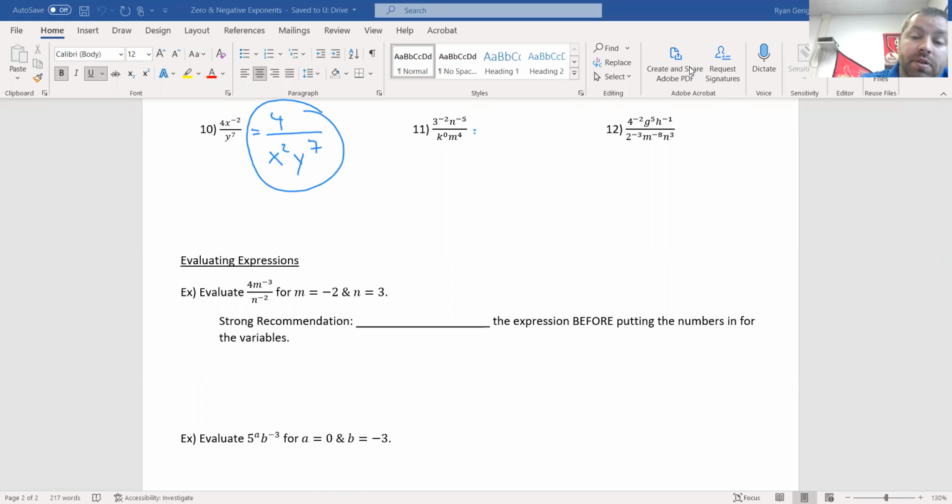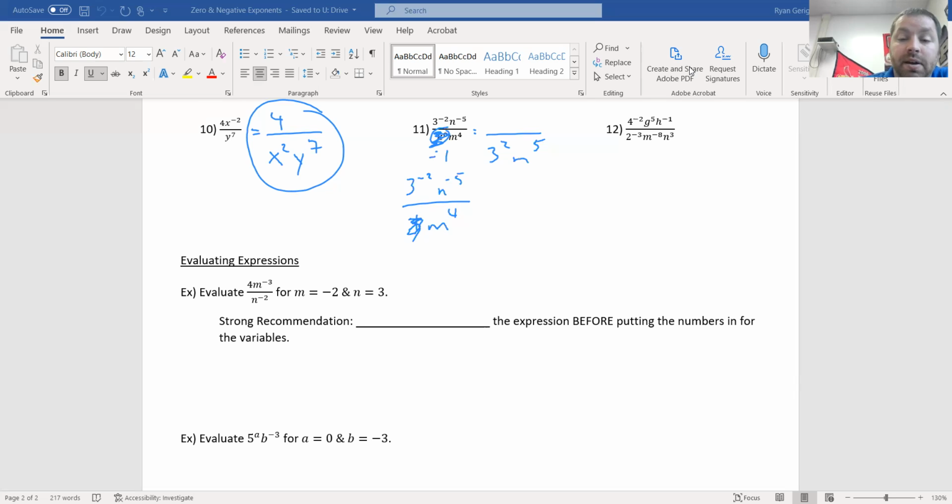Number 11. 3, not happy on top. Goes to the bottom. Becomes 3 squared. Notice how I'm just going literally base by base here. N, not happy on top. It's going to go to the bottom. Becomes n to the 5th. K to the 0. Whenever you see k to the 0, anything to the 0 power, it just goes away because it equals 1. So if I rewrote this problem, it would be 3 to the negative 2, n to the negative 5, over 1 m to the 4th. But we don't need to write that 1. So basically, for lack of a better term, when you have a 0 exponent, it knocks out that base.